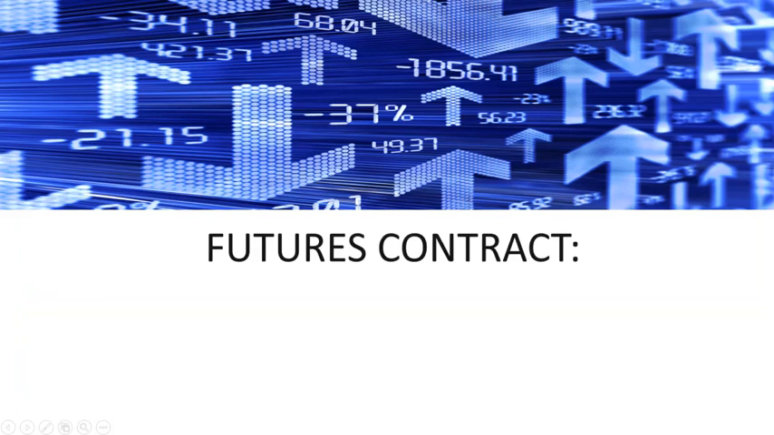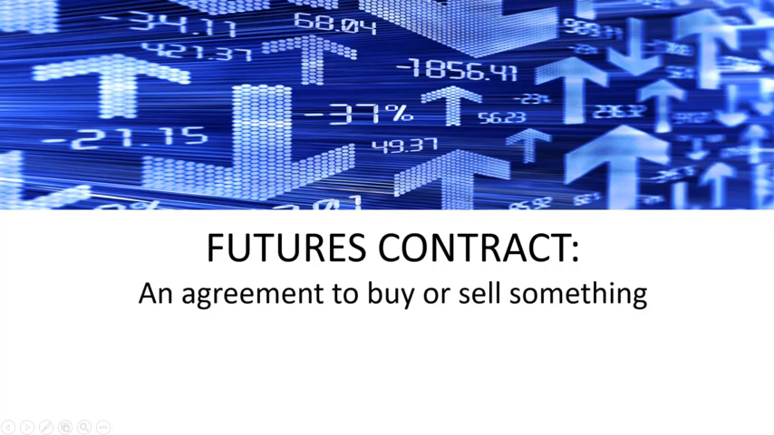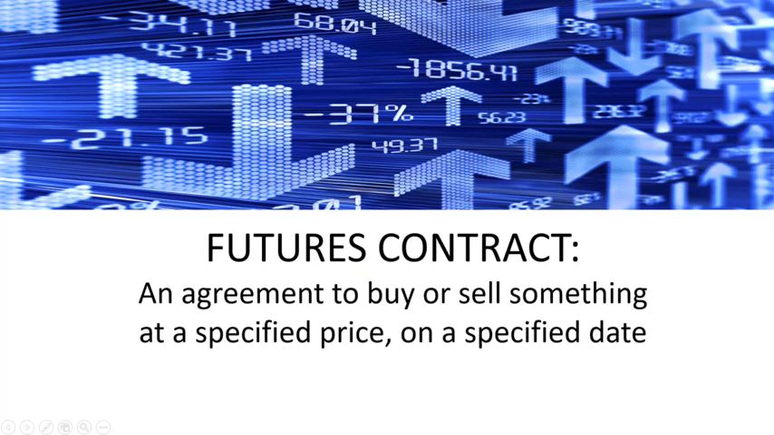So let's look at the contract. What is a futures contract? It's an agreement between a buyer and a seller of a specific quantity of something at a set price and date in the future. Commodity futures can be used to protect or lock in the price of an asset, called hedging, or to bet on the direction the price of that asset will move. That's called speculating.